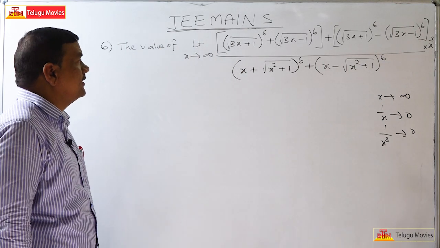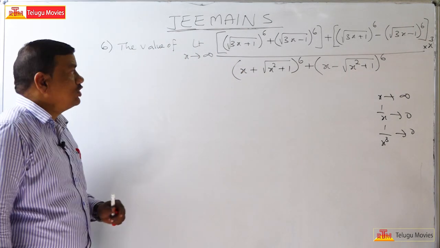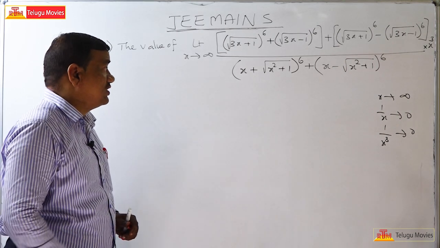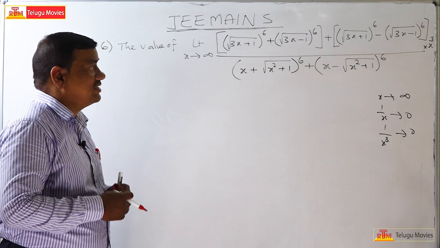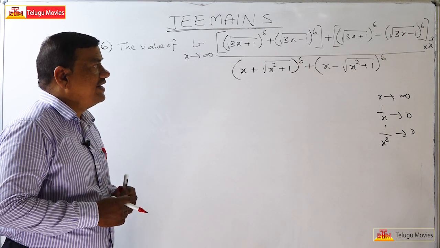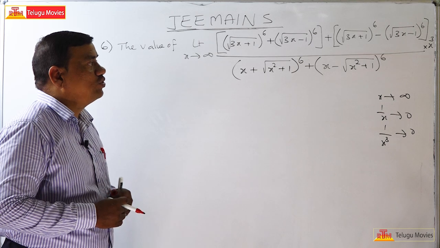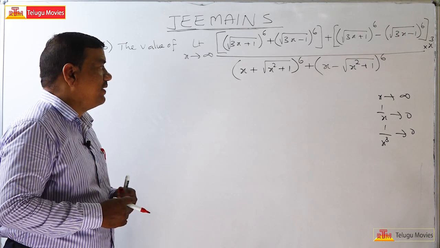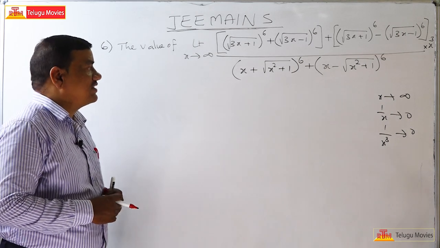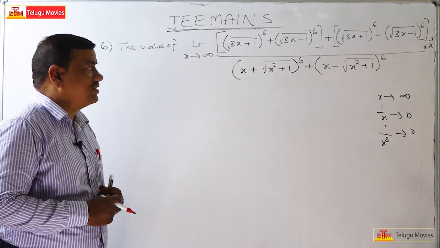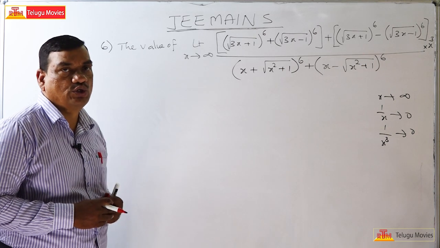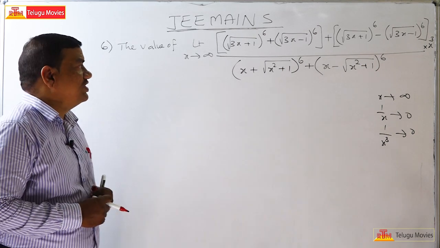Now the problem is limit x tends to infinity, root of 3x plus 1 whole power 6 plus root of 3x minus 1 whole power 6 plus root of 3x plus 1 whole power 6 minus root of 3x minus 1 whole power 6 by x plus root of x square plus 1 whole power 6 plus x minus root of x square plus 1 whole power 6 into x cube. Then how to do this type of problem?